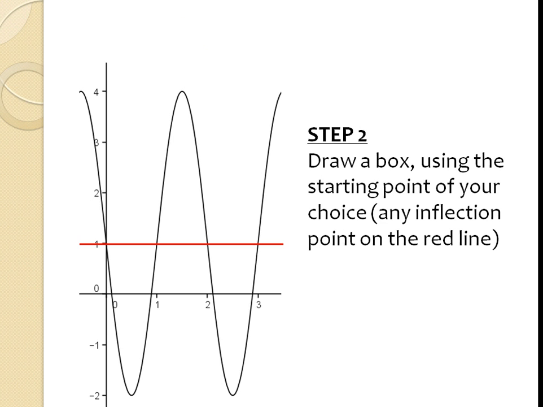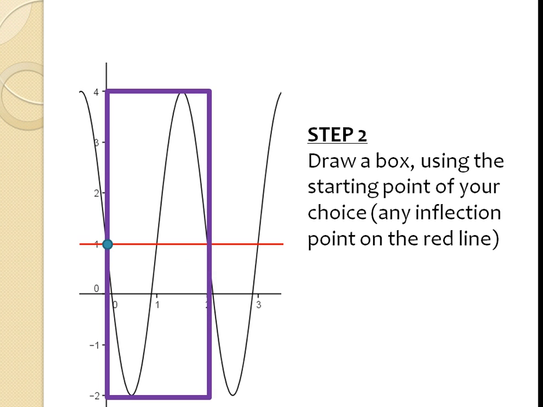So we move on to step 2, and for step 2, I want you to draw a box. That box that we were using to graph, we're now going to use it to find the rule. So choose your starting point. In this case, you can choose any point which is on that halfway line. So I can choose (0, 1), (1, 1), (2, 1), (3, 1). Any of these points that is on the halfway line, I can choose. We call these the inflection points on the red line, or on the horizontal line. In my case, I decided to use (0, 1) just because it's easier. And there would be my box.